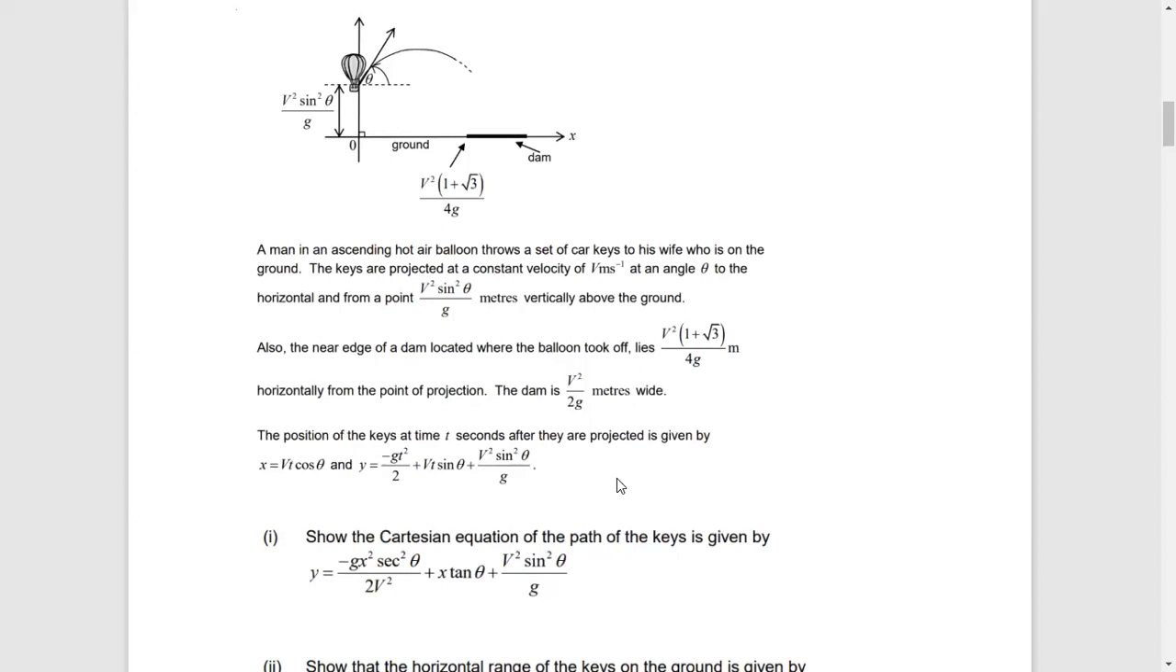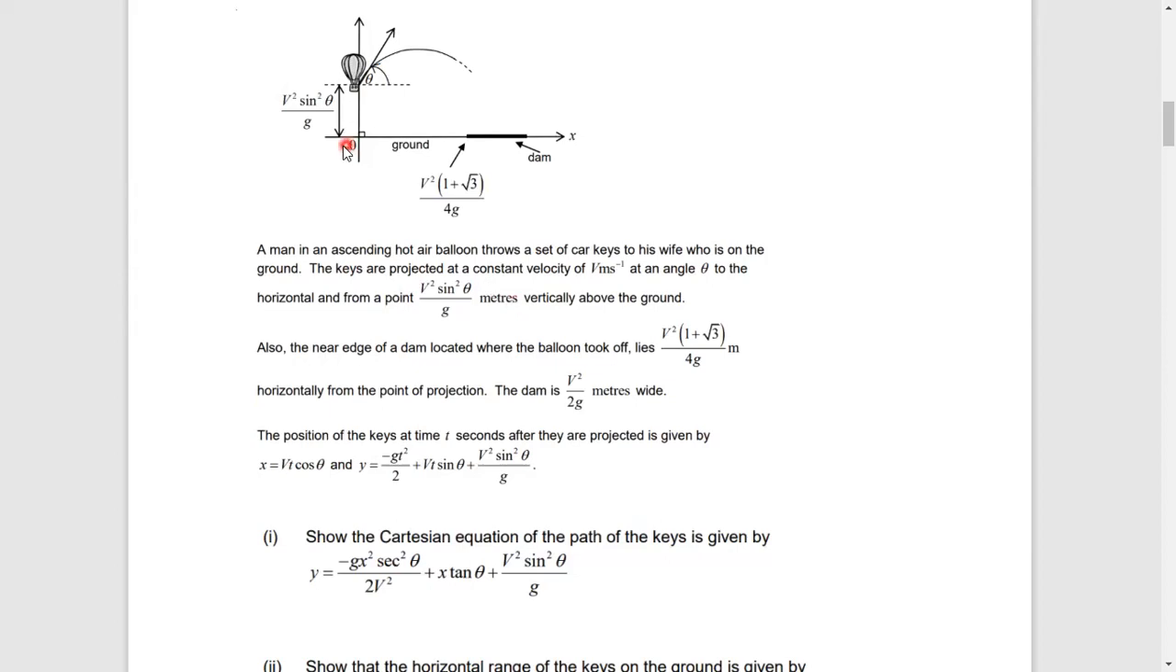All right, so let's think what we're saying. We've got a man in this balloon. He throws his car keys out, which means the car keys are undergoing projectile motion, which is sort of flying through the air. And he presumably wants to throw them to his wife, who is somewhere on the ground. We don't know exactly where at this point in time. The keys are projected at a speed v and angle theta, very standard, from a point v squared sine squared theta over g meters above the ground, as they've shown here.